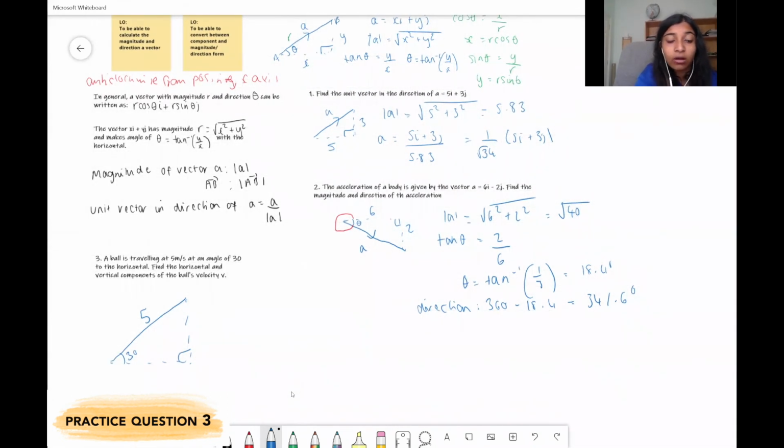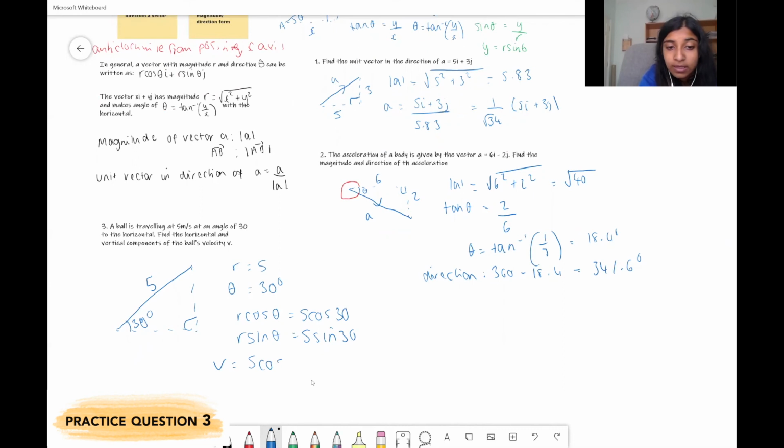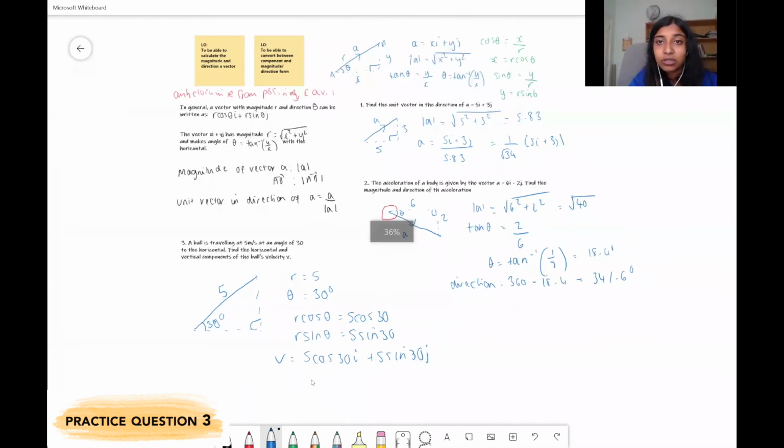So we know our r is 5, and we know that our theta is 30 degrees. So we know our magnitude and our direction, so we can use this form here. So we could say our horizontal is just r cos theta, so it'll be 5 cos 30. You don't need to plug that in the calculator, let's just leave it as 5 cos 30. And then our j form, our vertical component would be r sine theta, which is just 5 sine 30. So that means your velocity is just equal to 5 cos 30 i plus 5 sine 30 j. And that's your answer to this question.